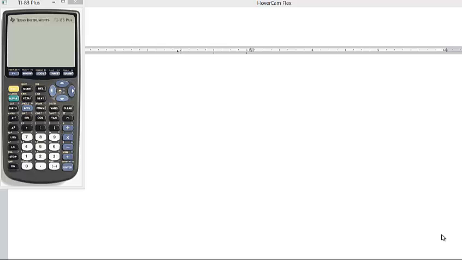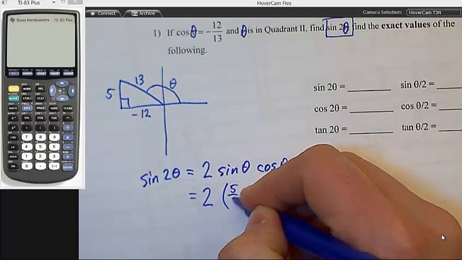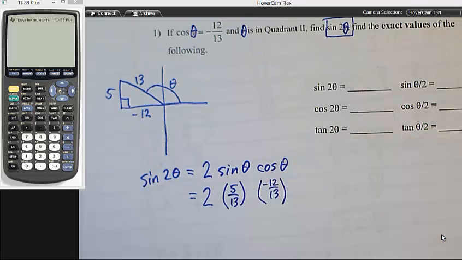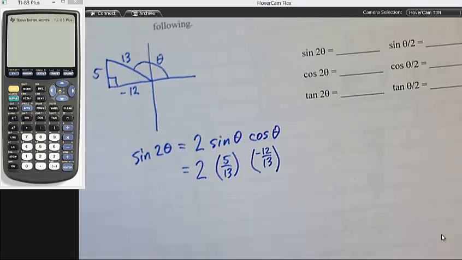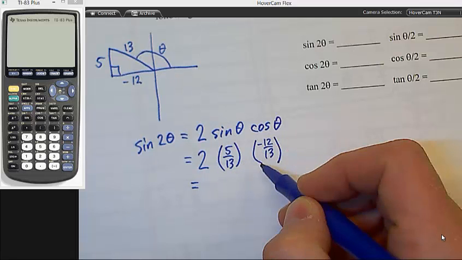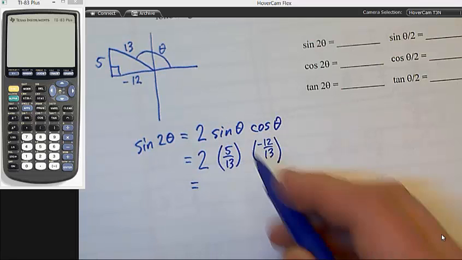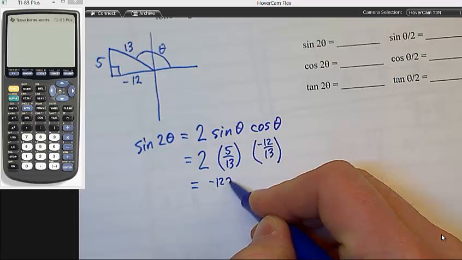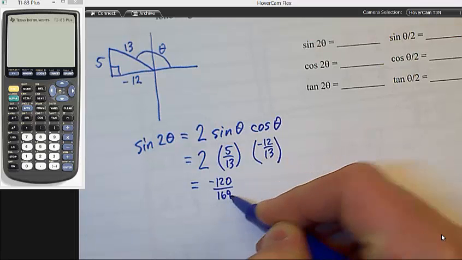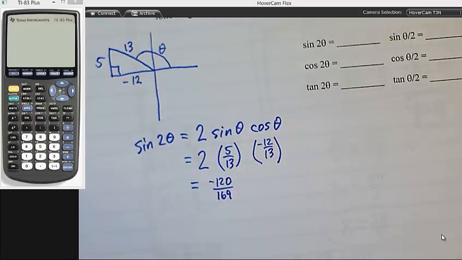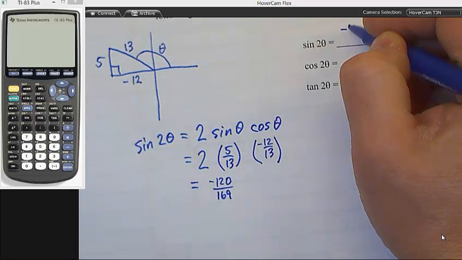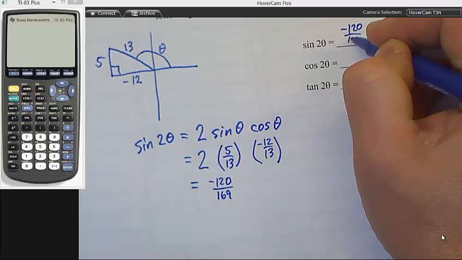of theta. Can you get that from the picture? What do you have? It's 5 over 13, right? So I fill that in for the sine of theta, and now I'm able to get the sine of 2 theta. It is 10 times 12 is a negative 120 over 169. Okay, because 13 squared is 169. So I have that. Negative 120 over 169.